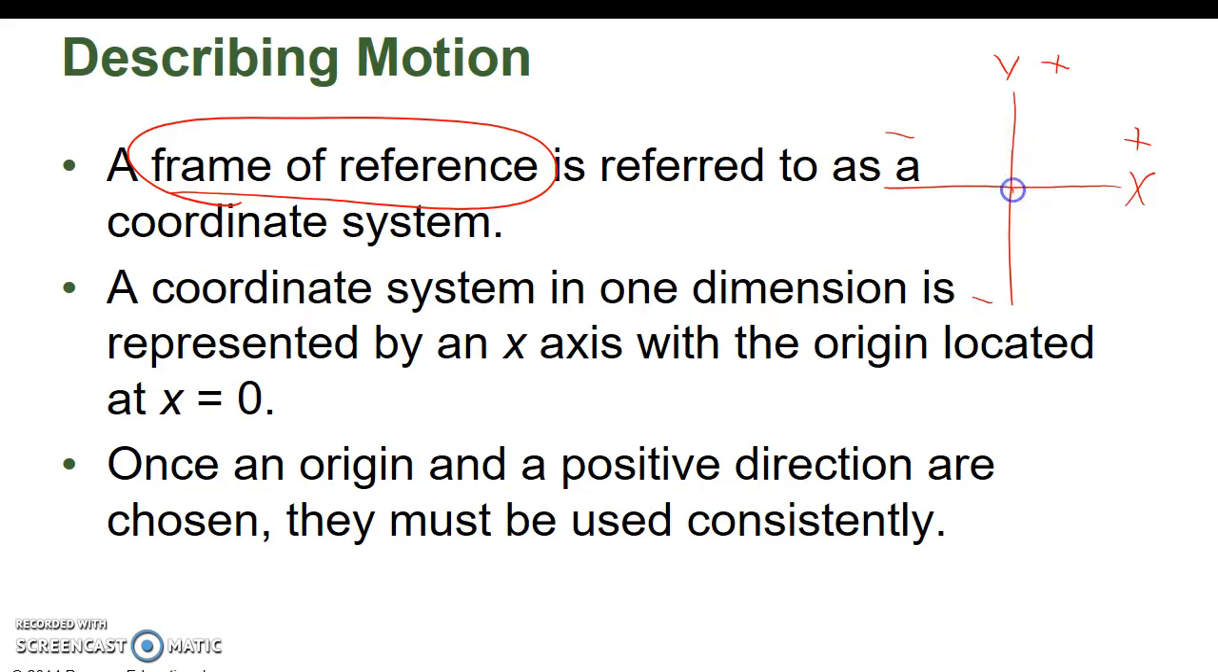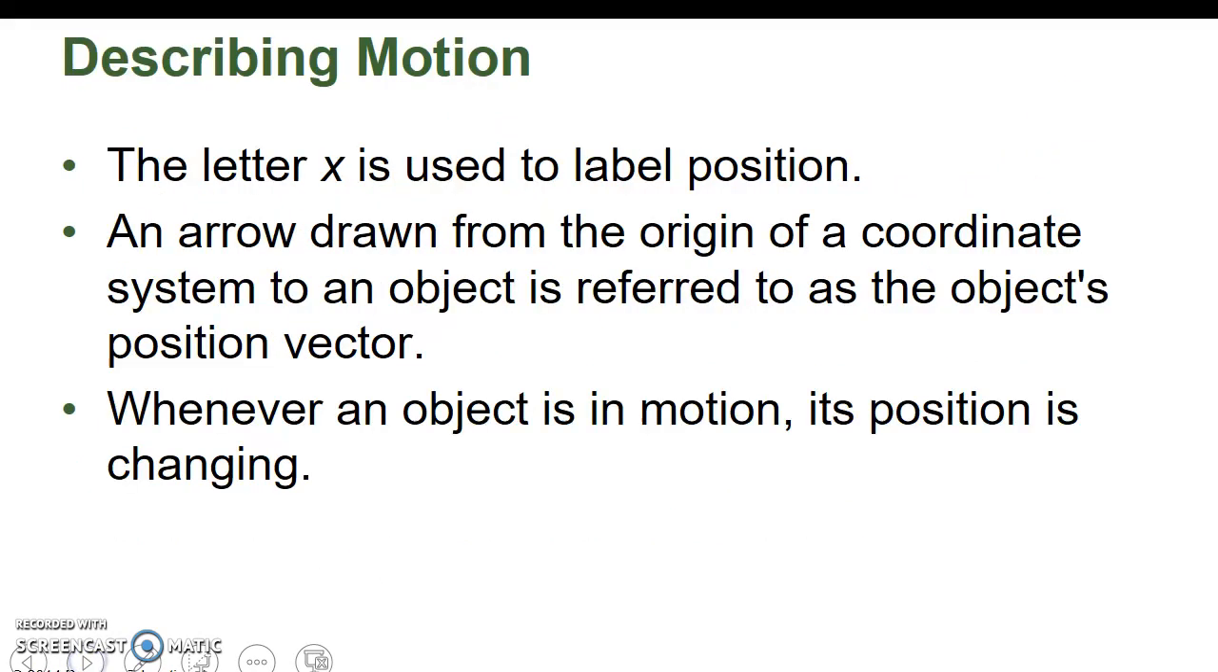The origin, of course, is going to be 0. And then once we choose a positive direction, we will keep positive right and up for ease of use. We use x to label position, okay, but it doesn't necessarily mean we're always going to be horizontal. It could be also in the y, which would be vertical. And then we just talk about drawing from the origin. That would be our x, okay.